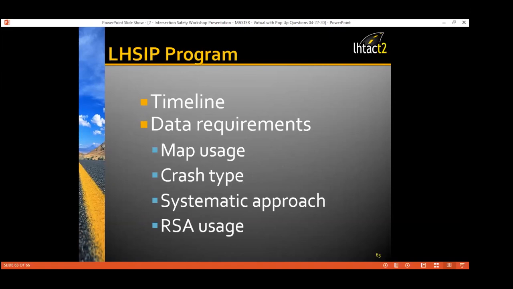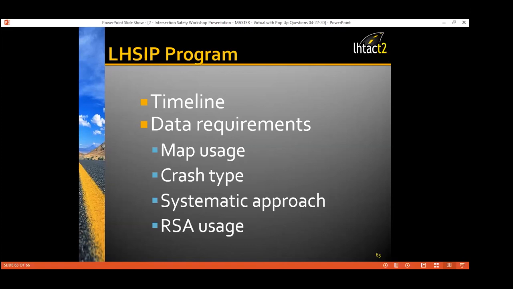And so there's a brochure that's out there. I don't have a picture of it except for right here. It's out there that LTAC could give to you. And it's a really good one-page brochure. And it talks about the application process of trying to secure funding to help you with your safety programs, and intersection safety falls into that category as well.